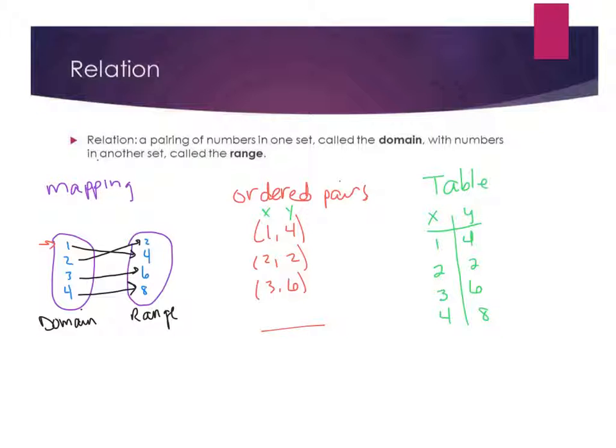So let's quickly write a definition for domain and range. So we've talked about them. The easiest definition is probably that domain is the X values, and then our range is our Y values.